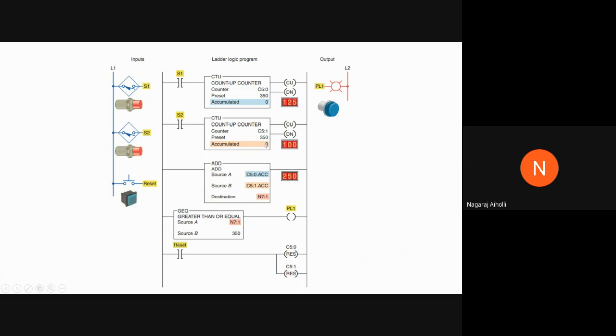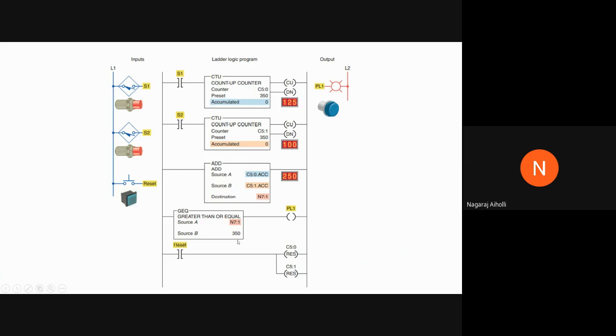It varies towards 350. Then here in the ADD instruction, C5:0.ACC, that is the accumulated value of the first CTU count up counter instruction, is stored here. Then the accumulated value of the second CTU count up counter instruction, C5:1.ACC, is stored here. The two values will be added and the answer will be stored in N7:1. Then once this rung is activated, that is the fourth rung, first, second, third, fourth, it will check whether the value in N7:1 is greater than or equal to 350.